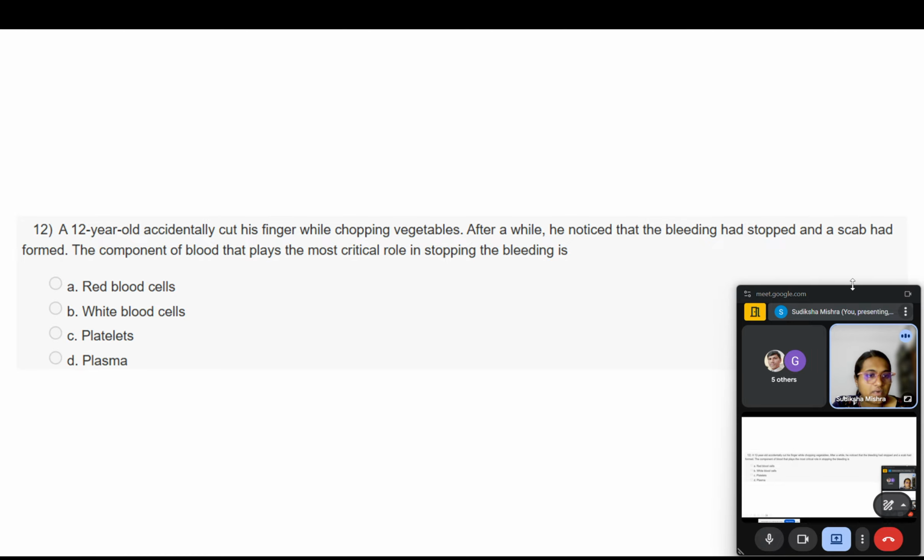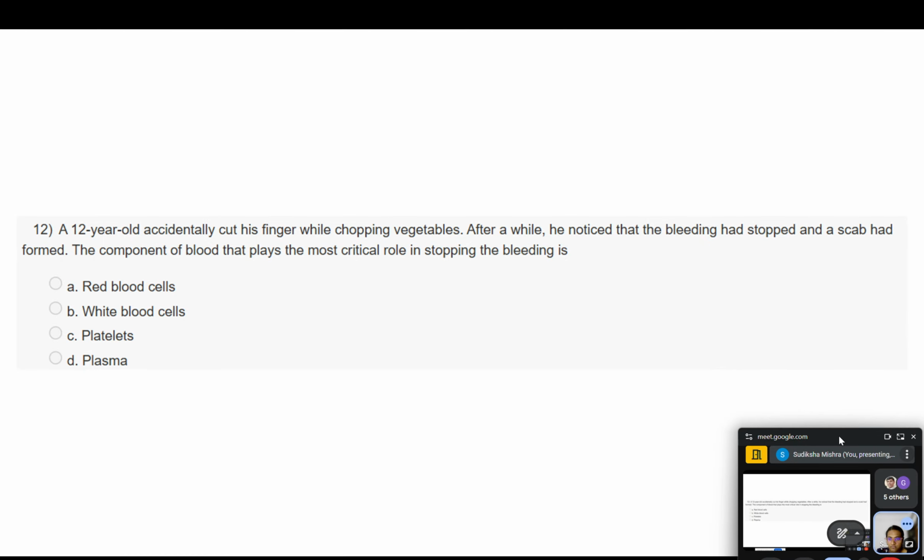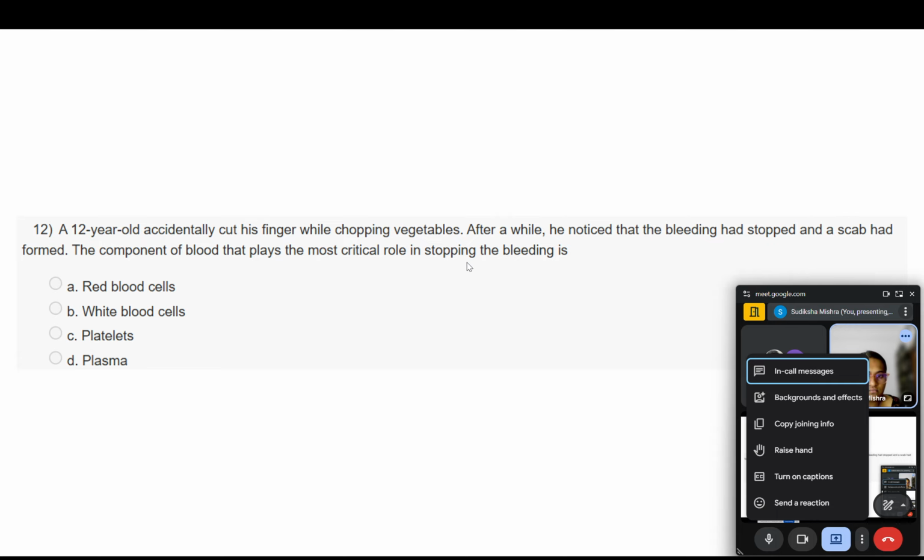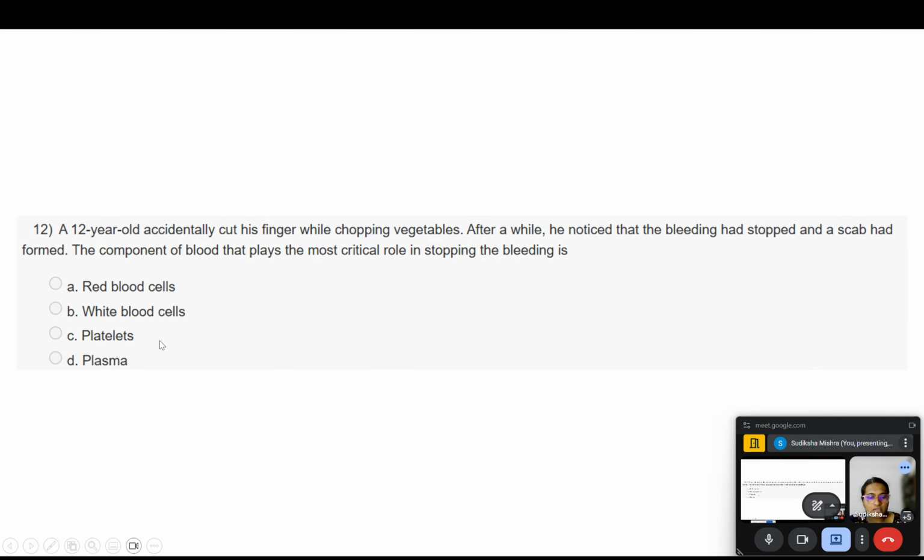A 12-year-old accidentally cut off his finger while chopping vegetables. After a while, he noticed that the bleeding had stopped and a scab had formed. The component of blood that plays the most critical role in stopping the bleeding is red blood cells, white blood cells, platelets, or plasma. The answer is C, platelets. Then they can signal other components from the plasma as well to come and staunch the bleeding.